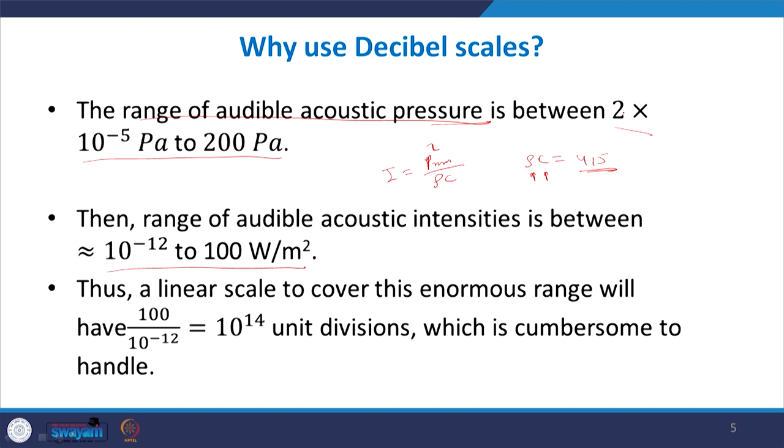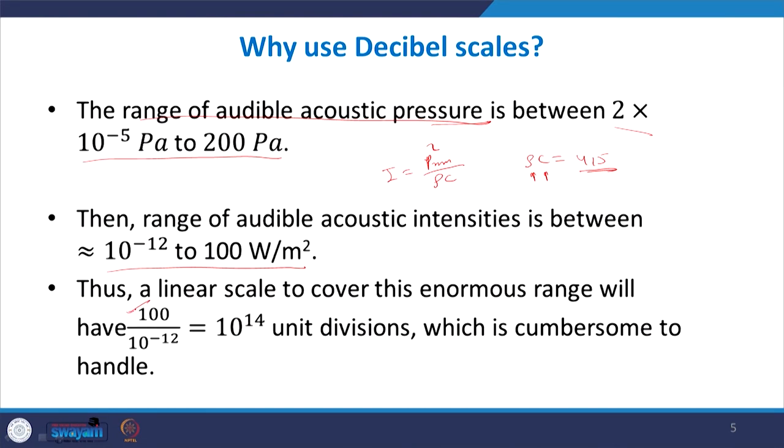If we have to make a linear scale to represent all these intensities, let's say we take the maximum value as 100, after which hearing is damaged. But this is the minimum value which is heard. So one unit division should be at least as big as this one. So in that scale, the total number of divisions will come out to be 10 to the power 14 unit divisions. So this becomes a very large and cumbersome scale with so many divisions.